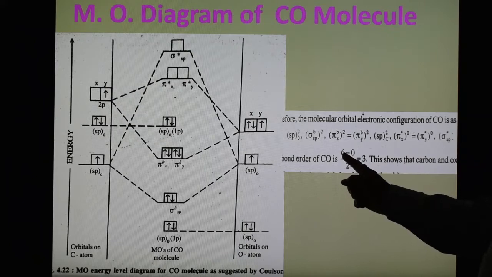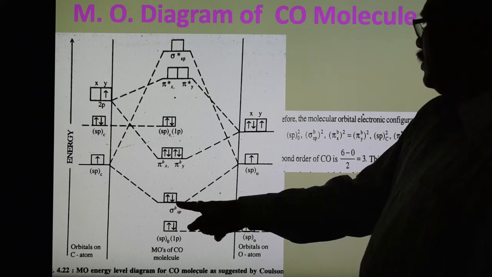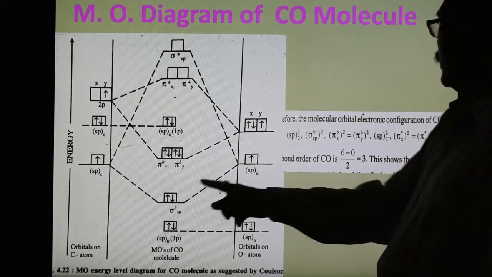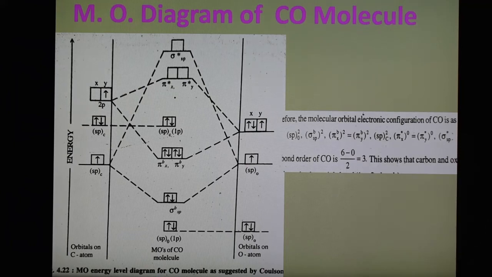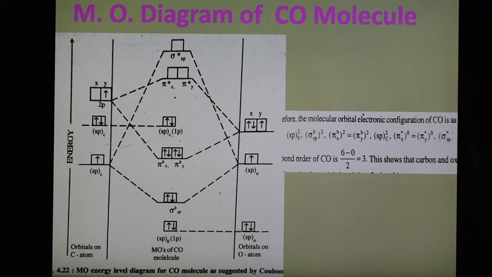After writing the MO configuration, the bond order of the CO molecule is (Nb minus Na) divided by 2. Nb means the number of electrons in bonding orbitals. How many electrons are there? These are 2 electrons, and these are 4, so 2 plus 4 is 6 electrons. For antibonding electrons, there are none, since a star indicates an antibonding molecular orbital, and star-containing orbitals have no electrons. Therefore the bond order is 6 minus 0 over 2, so 6 by 2 is 3. So this shows there is a triple bond between the carbon and oxygen atoms. Here the bond order is 3, which indicates a triple bond between carbon and oxygen.